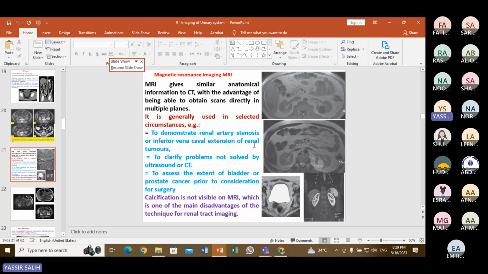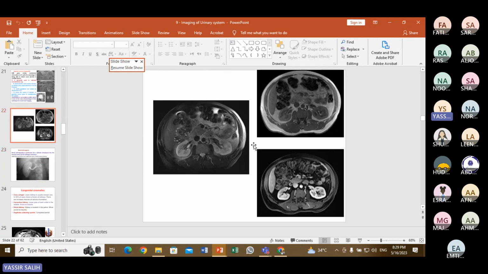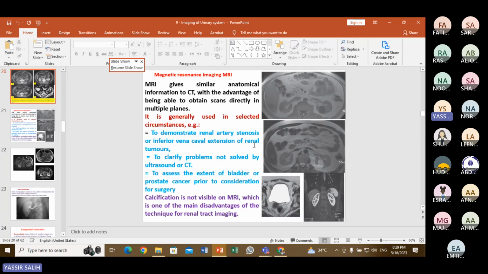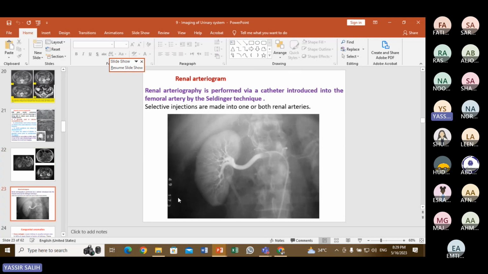So this is the main disadvantage of MRI on assessment of the calcification. فالكالسيفيكيشن دي ممكن تكون ستون، يعني كلمة كالسيفيكيشن اللي قلناها دي ممكن تكون ستون، لأن الستون عبارة عن كالسيفيكيشن. So MRI is not sensitive in detection of stone، يعني تكون signal void.